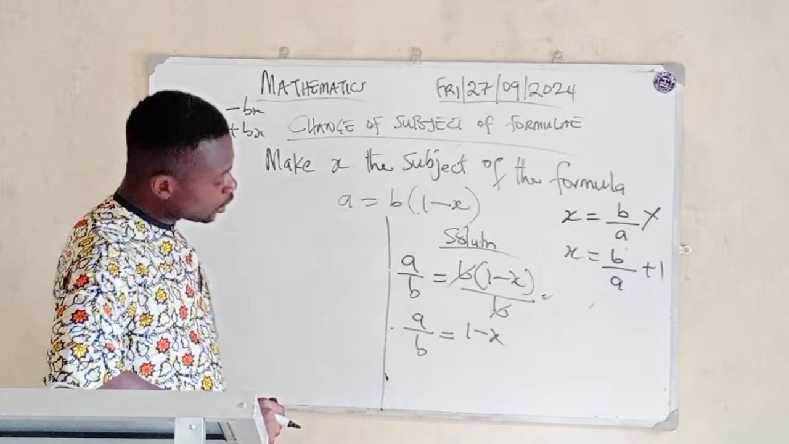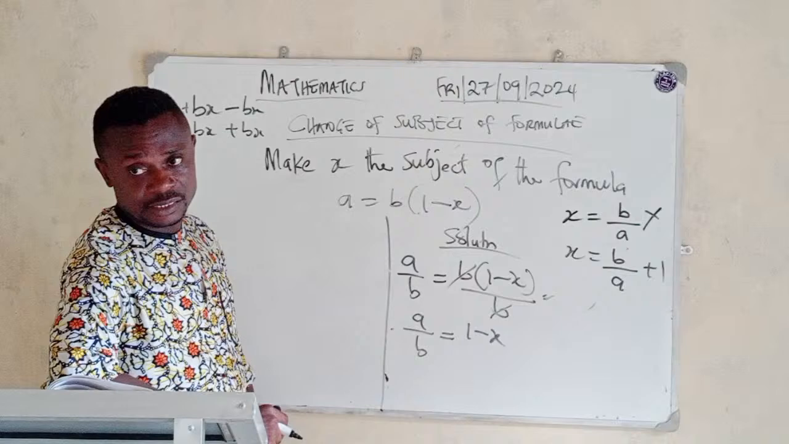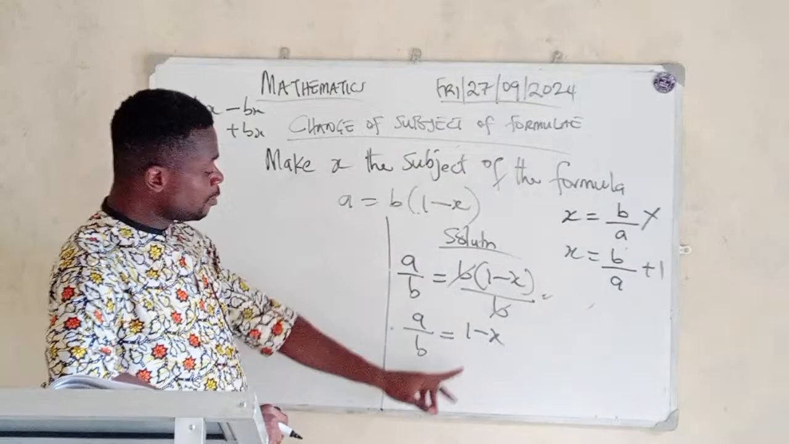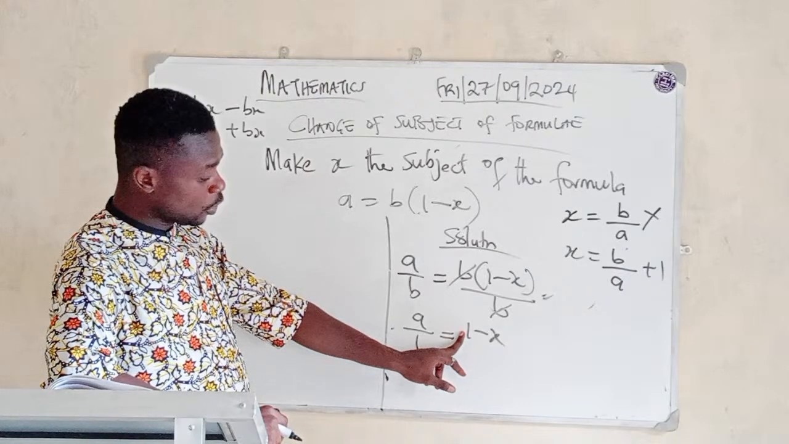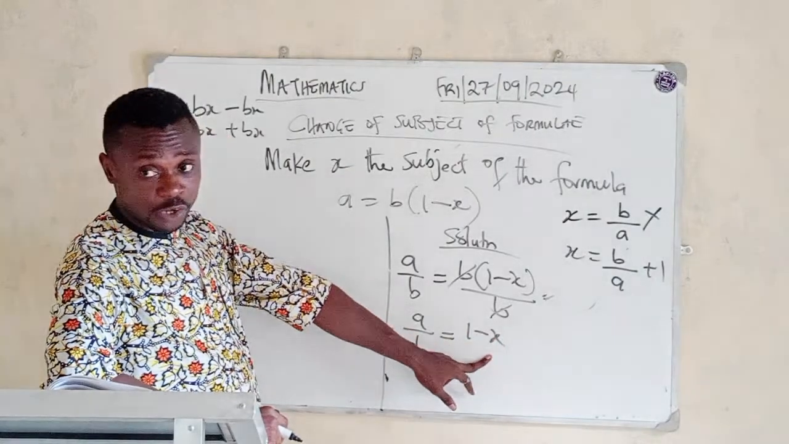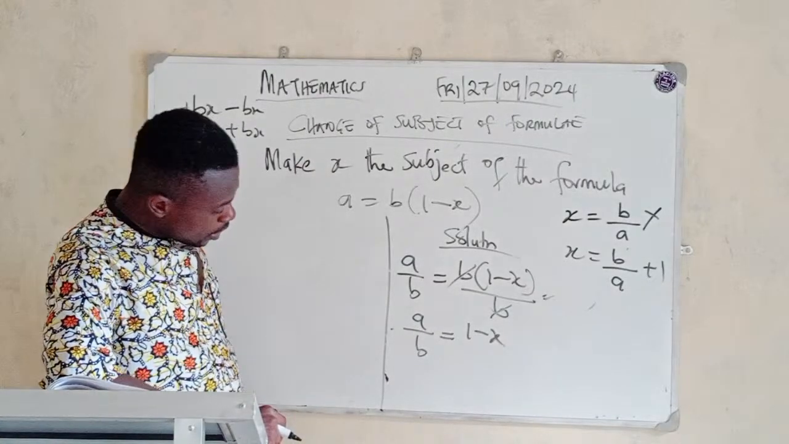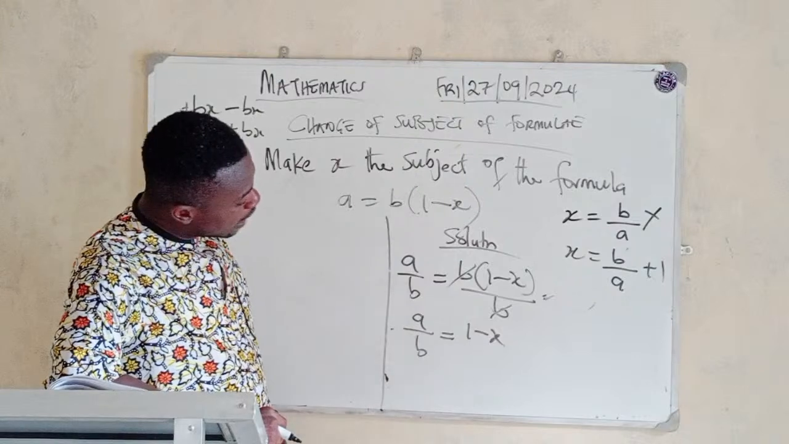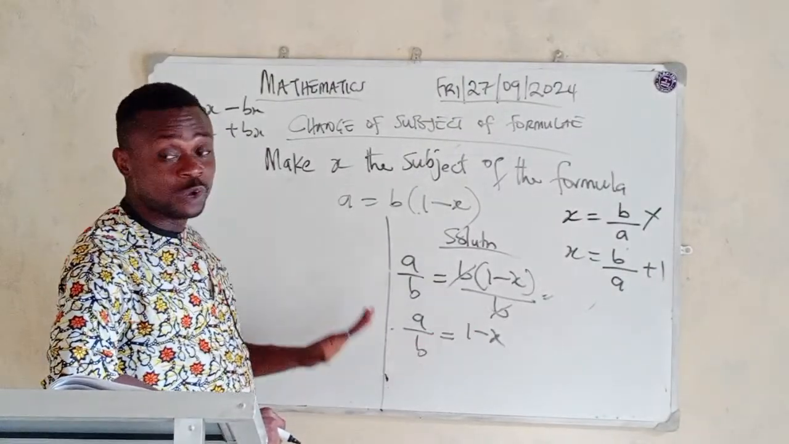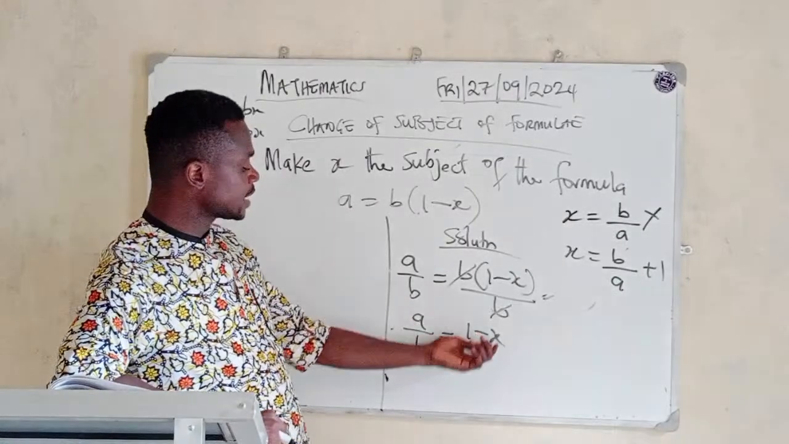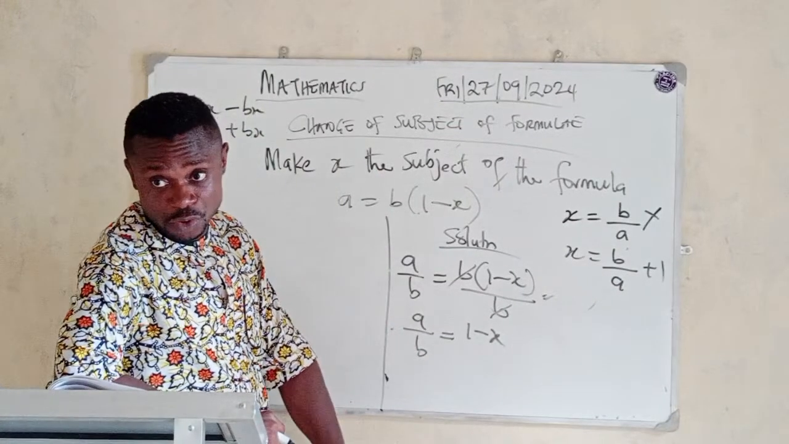What is the operation between 1 and x? Subtraction, right? Remember that this is plus 1, and then this is minus x. So what do you think we can do here now? There are many ways we can do this. We can move minus x to come here, it becomes plus x. Move this one, it becomes minus.